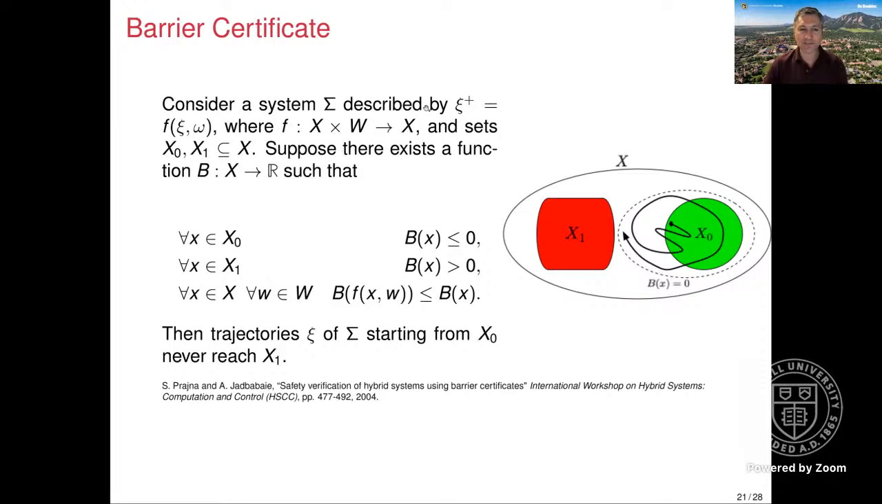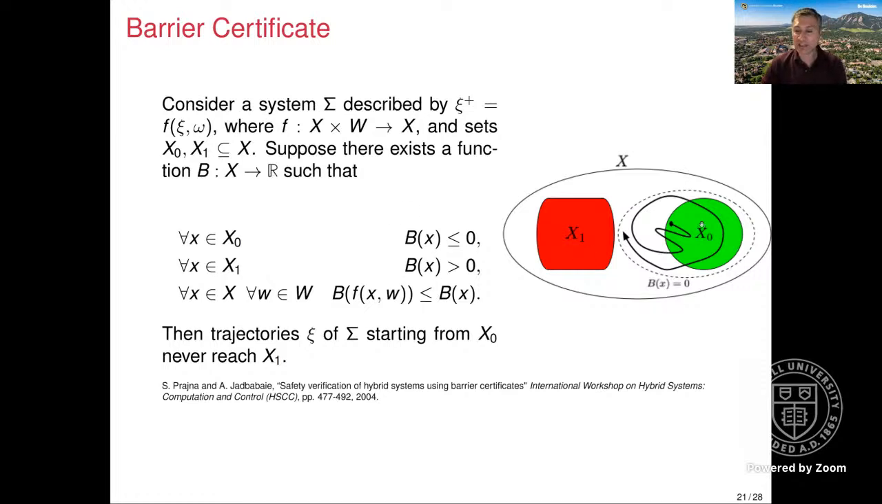Assume I'm given a dynamical system for now, with no control input involved, in discrete time. So x_i plus is equal to f of x_i comma w. W is the disturbance in the system. Suppose there is a function b whose domain is the state set of the system and whose codomain is the real numbers, such that it satisfies these three inequalities.